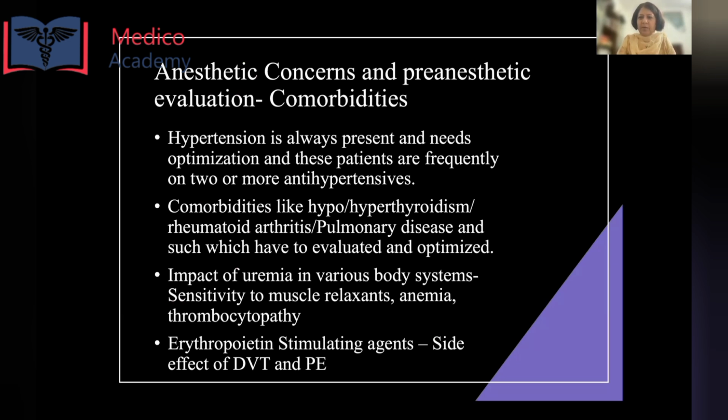We have to take care of the anemia. Most of these patients are on erythropoietin stimulating agents, and a side effect of these agents is that these patients are also at high risk for deep vein thrombosis and pulmonary embolism. So we must take an appropriate history, and where required, a lower limb Doppler should be done if we suspect that the patient may have a deep vein thrombosis, and this has, as we all know, a very sinister outcome. Thrombocytopathy: the platelet count may be normal, but the function is impacted due to uremia.